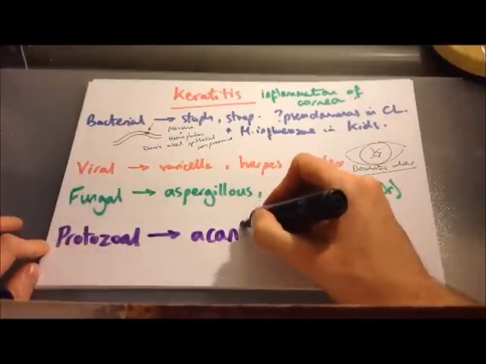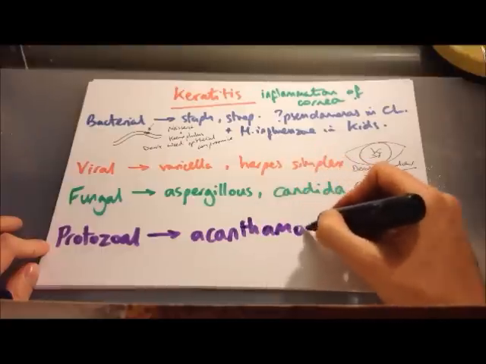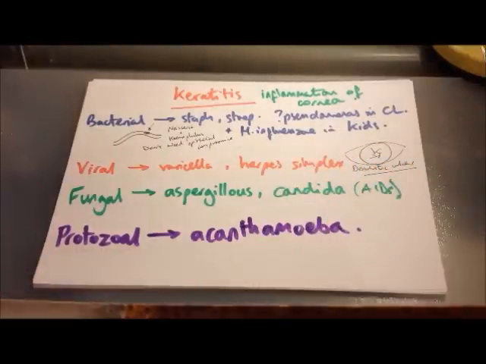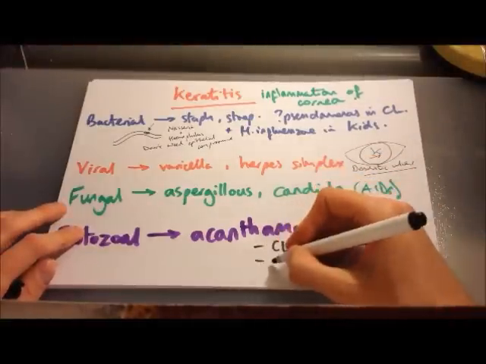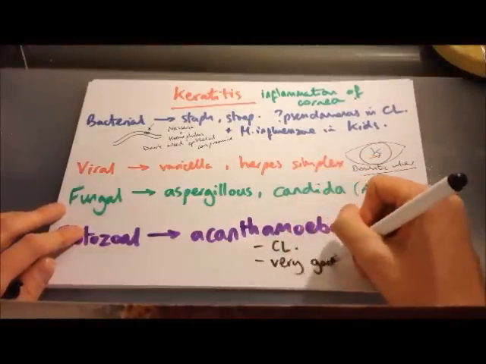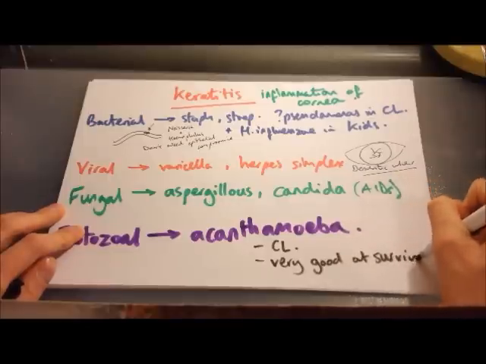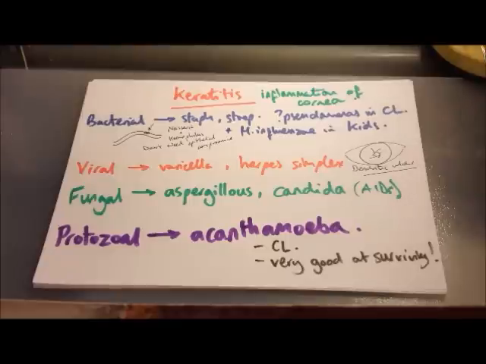This is found mostly in contact lens wearers, and is very good at surviving things like chlorine, and it isn't killed off by high temperatures. It's found in both air and water, and it's very worrying. It's a very devastating infection, and can cause blindness. So any contact lens wearer who presents with red eye should be investigated for this.